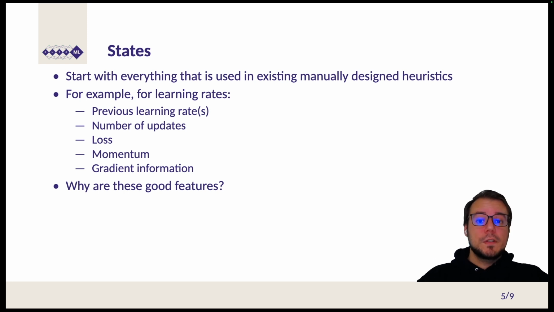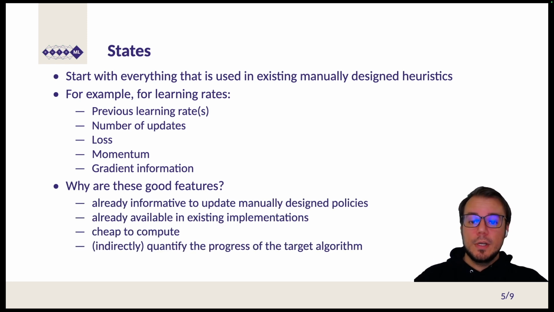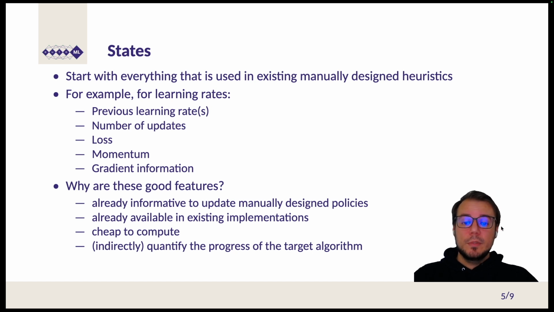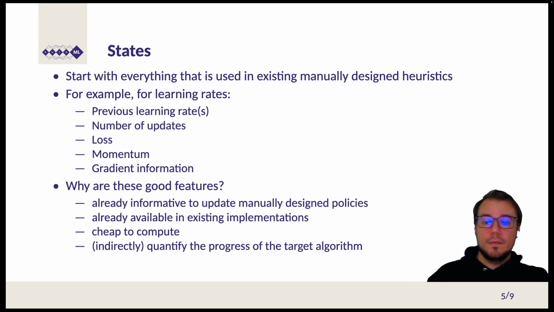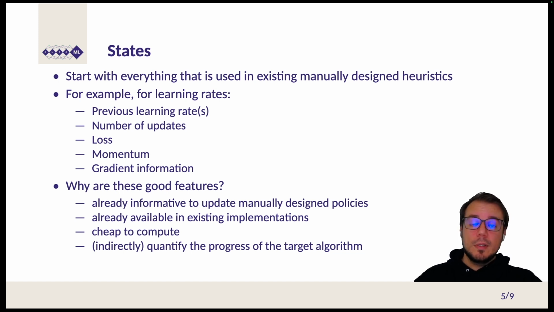Now, why are these good features for something like dynamic algorithm configuration? Well, they are very informative and usually, like I said, are used already in these manually designed heuristics, which are designed purposely to do this task. So those are well-tested informative state features. They are available in most existing implementations, so they're easy to access, cheap to compute, they don't include a lot of overhead, and often they quantify the progress of the algorithm that you're tuning, at least in some form.